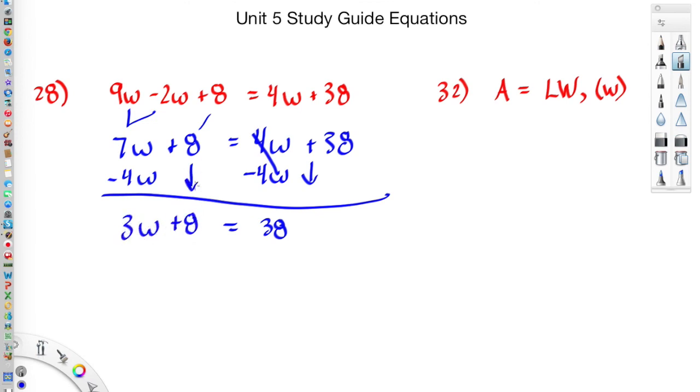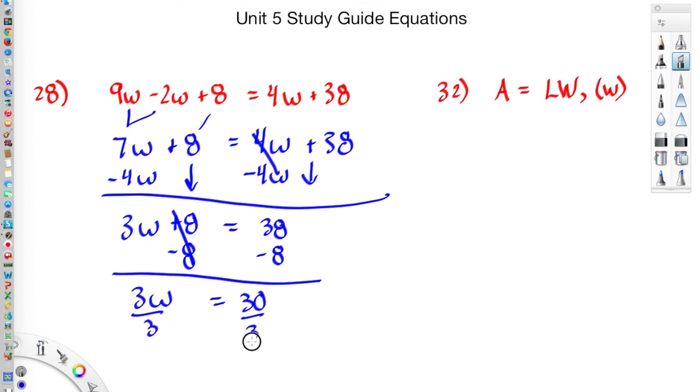I bring down my plus 8. Now I need to get rid of the plus 8. The inverse of plus 8 is minus 8, and I need to do that to both sides. That cancels out, and I'm left with 3w is equal to 38 minus 8, which is 30. w is being multiplied by 3. The inverse of that is divide by 3. I do that to both sides, and I get w is equal to 10.